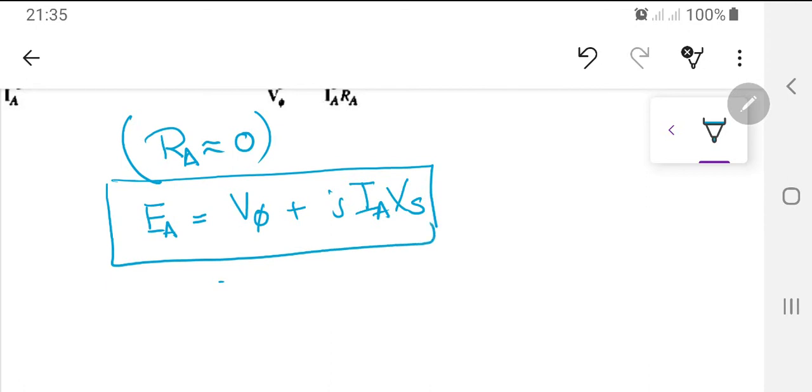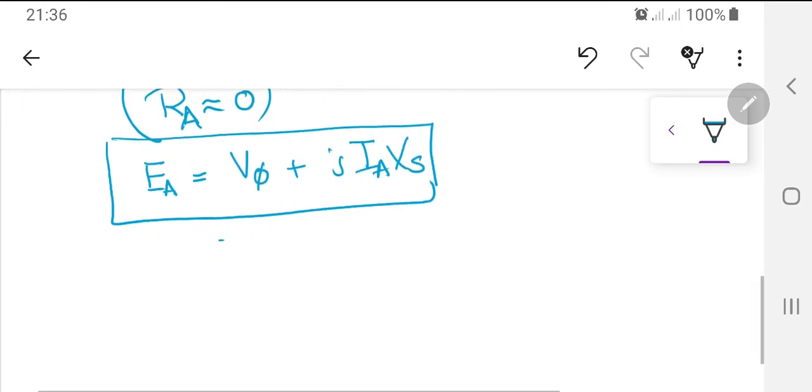Please note, this is an approximate equation, not the actual equation. Why have we done this? Because the RA resistance, the per phase resistance of the synchronous generator stator windings, or armature windings, is very small, maybe in micro ohms or milliohms, and never in ohms, because a generator has to provide power. So you reduce the copper losses, and you have to make this resistance very small.